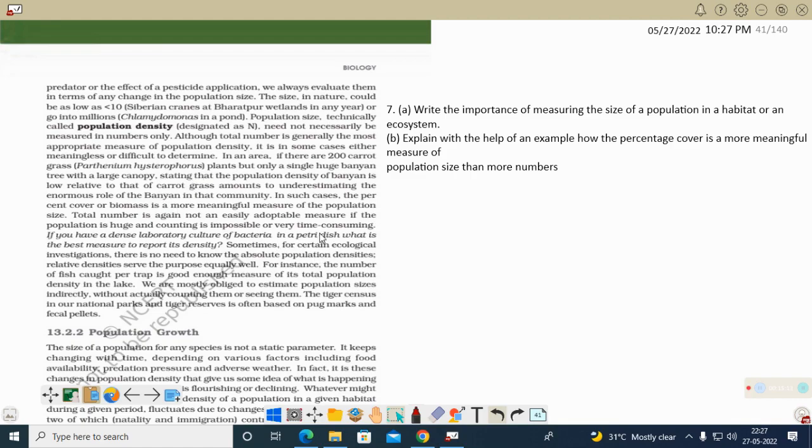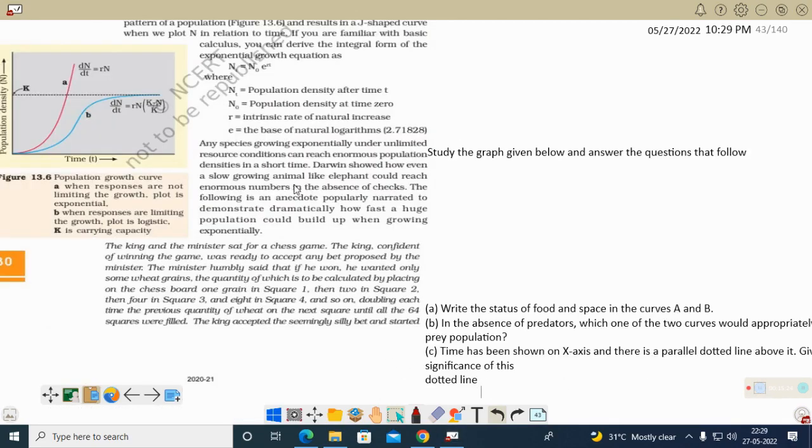That is a best example to show the percentage cover is a more meaningful measure of population size. Next question, seventh question choice it is. Actually, I have not taken the graph here. This same graph it is given here. Okay, study the graph given below and answer the question that follow.